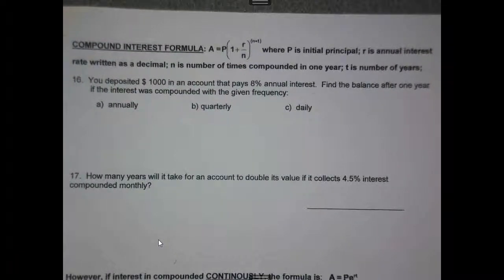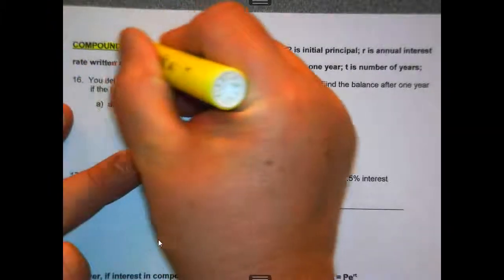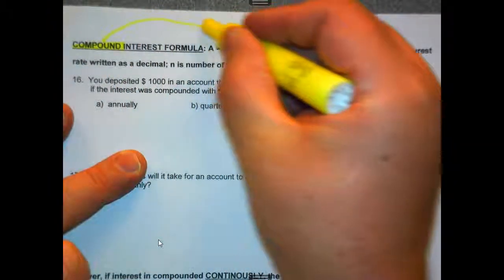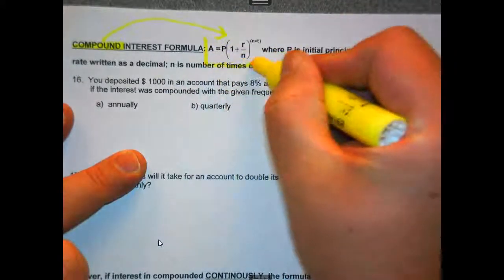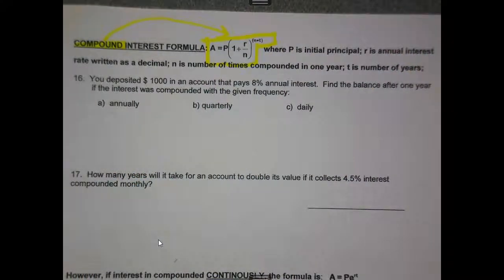Okay, compound interest. When you see compound interest only, you're going to use this formula: A equals P times quantity 1 plus R divided by N, raised to the N times T. Now, we're introducing another time period here, N. This N is different from T in that it's the time period within 1 year.